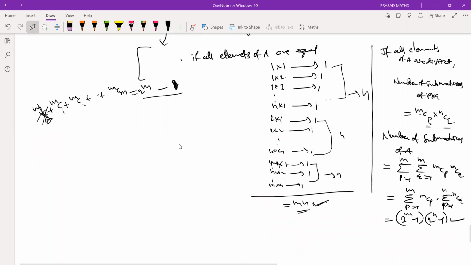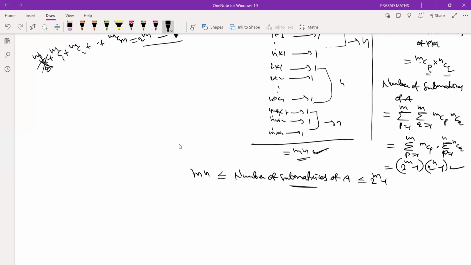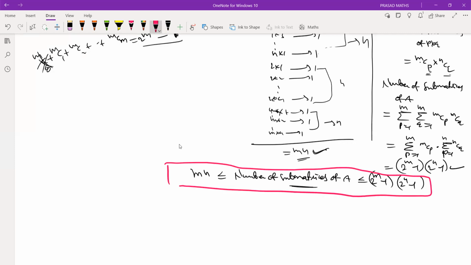Therefore, the total number of submatrices of A which are bounded below by mn, see, there is no restriction of order. All submatrices are bounded by this one. So this is very, very important. Is it clear?